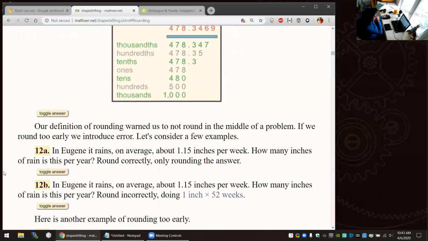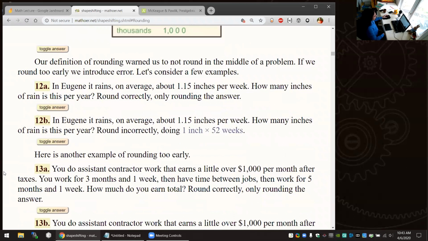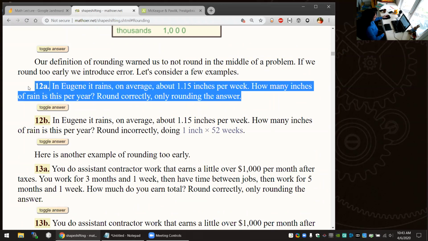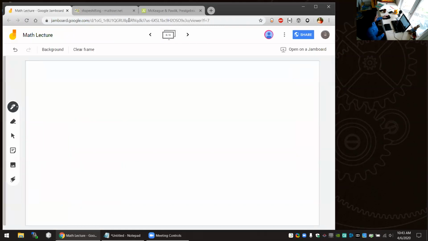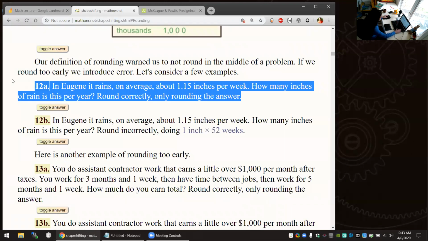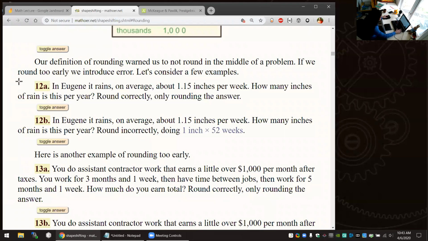Okay. An interesting thing to do is see how much rounding in the middle of a problem messes us up. I keep highlighting it because that's what I'm used to doing in the classroom.